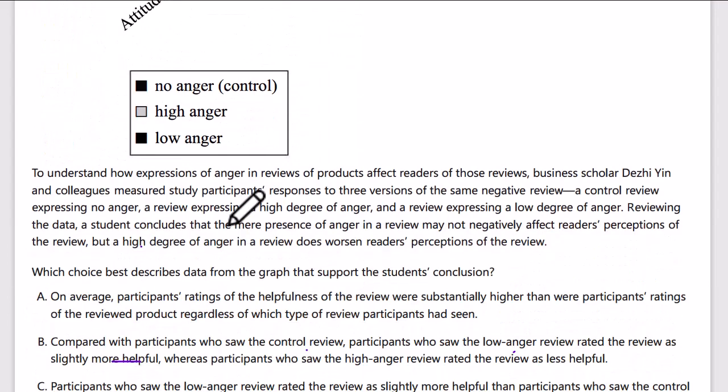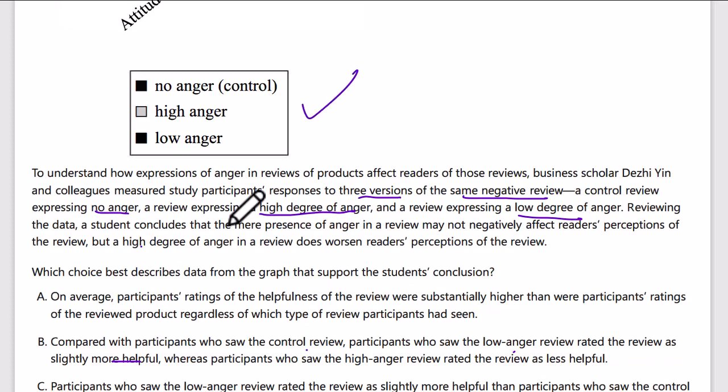To understand how expressions of anger in reviews of products affect readers of those reviews, business scholar Yin and colleagues measured study participants' responses to 3 versions of the same negative review. So we have a negative review. So that indicates its helpfulness was high, but the attitude of the product is low. Well, I guess that makes sense because it's a negative review, right? So a control review expressing no anger was one of the 3 versions. One showed a high degree of anger and one a low degree of anger. Okay, we saw that from the chart in the legend right here.